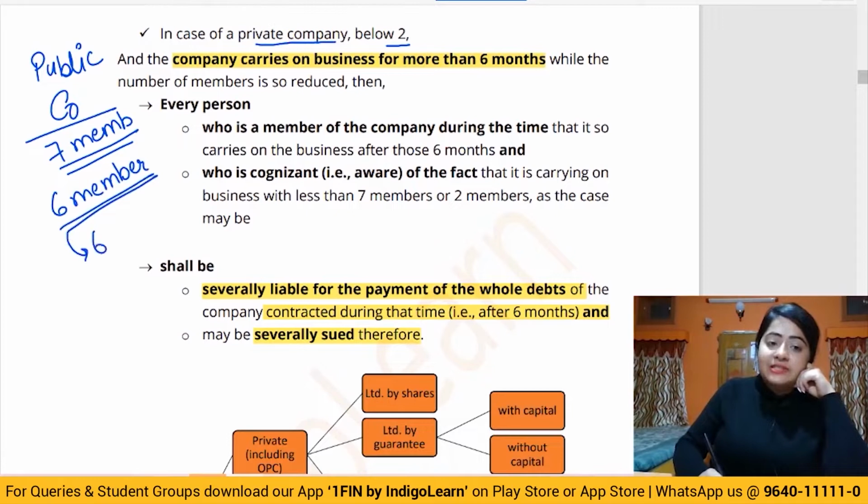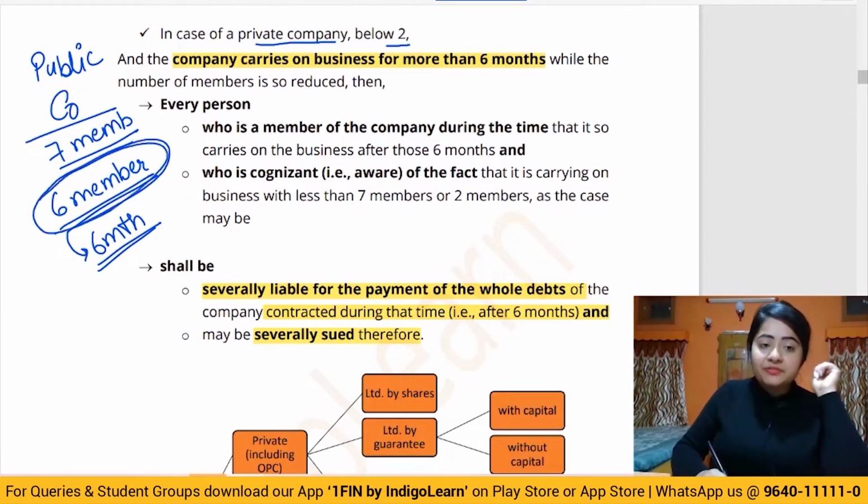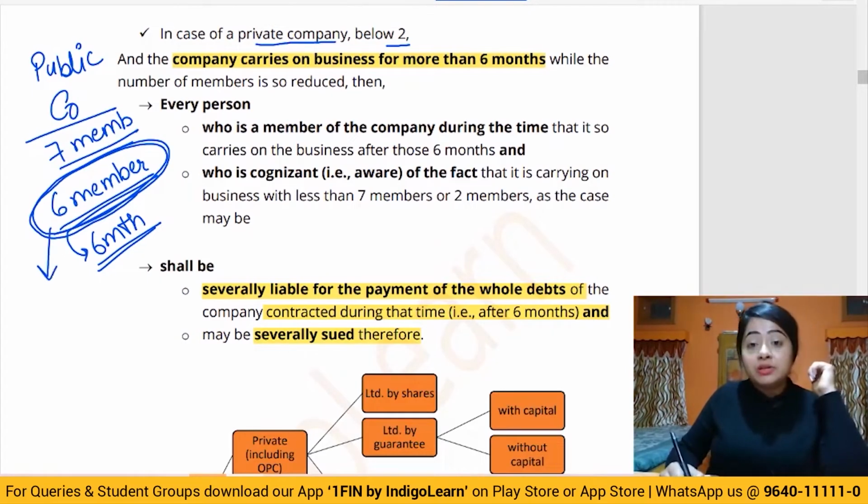And now, after 6 months of carrying on business with less than 7 members, this section 3A is going to be applicable. It means now all of these 6 members, if they are aware that they are working below this minimum member criteria, then all of these 6 members will be liable for any debt which is contracted after 6 months. So after 6 months, if the company takes up any new loans, then for those loans, the company will not be responsible. It will be these members that will be jointly and severally liable with respect to those debts.